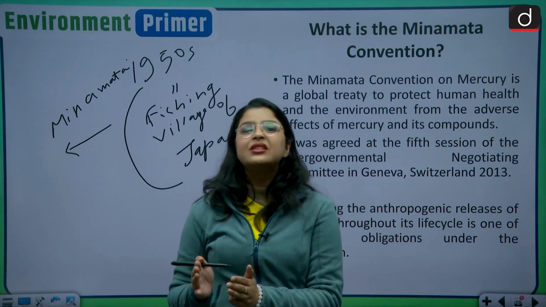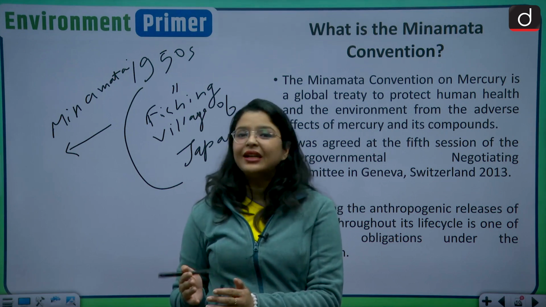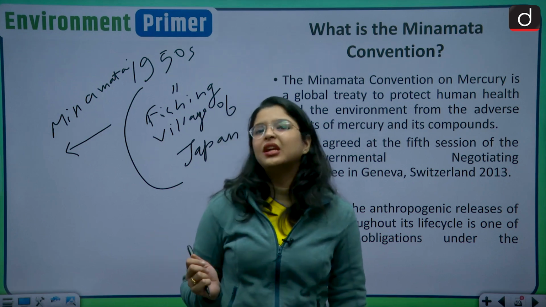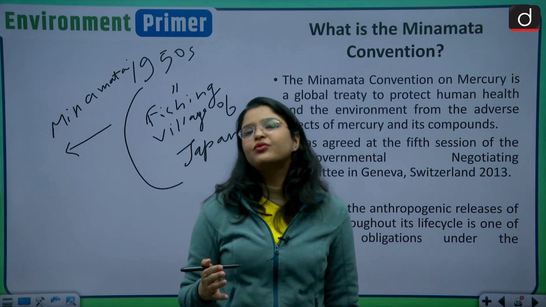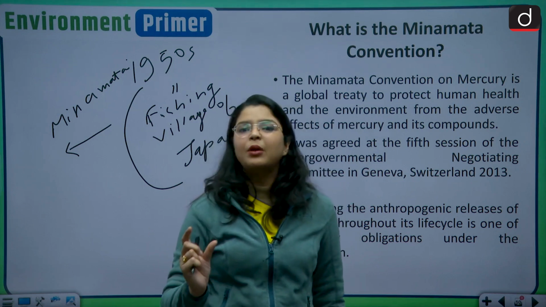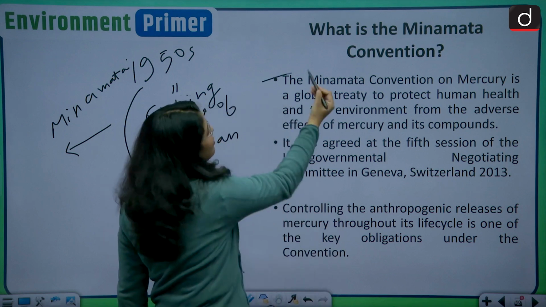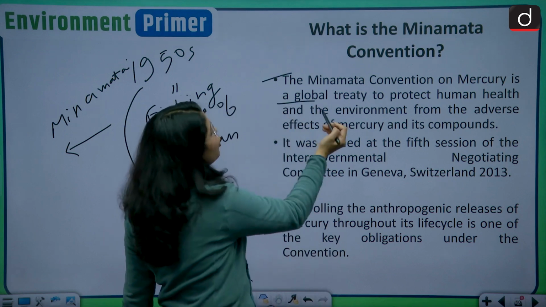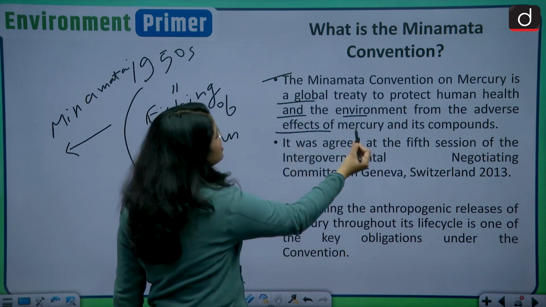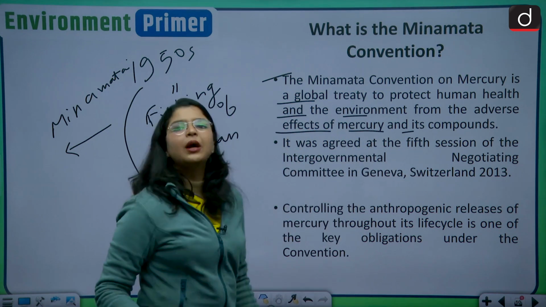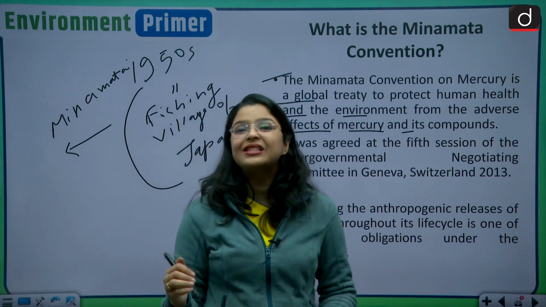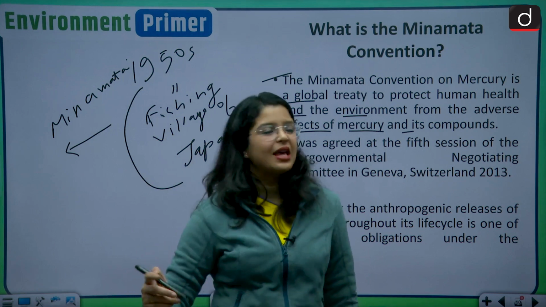And this disease is known as the Minamata disease, and that is why the convention draws its name from this tragic incident of the Minamata village of Japan, and that is why it is known as the Minamata Convention. So the Minamata Convention on Mercury is a global treaty to protect human health and the environment from the adverse effects of mercury and its compounds. So basically it is talking about targeting mercury at its very source itself.